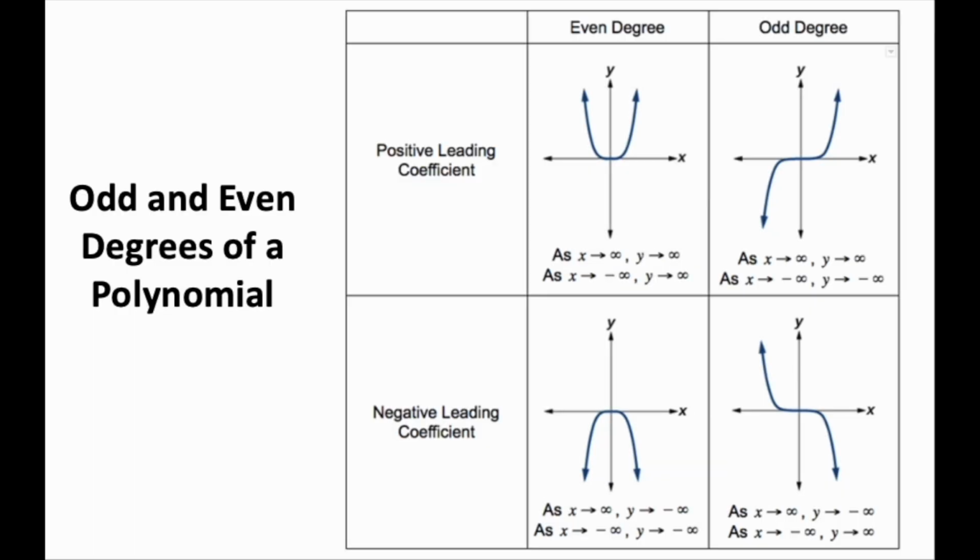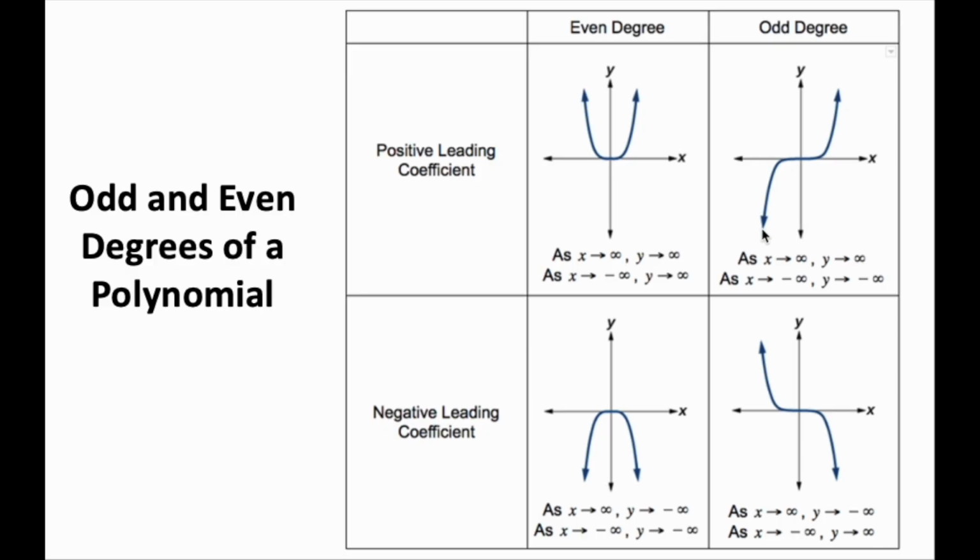If I have an odd degree of a polynomial, such as a cubic, it's going to look like this far right-hand column here. So here I have a positive leading coefficient, so I could have y equals x cubed. Notice that as x is approaching infinity, y is approaching infinity. So that means as x is getting bigger, y is getting bigger. So that's why my graph is heading towards the top right-hand side. And as x is approaching negative infinity, y is also approaching negative infinity.